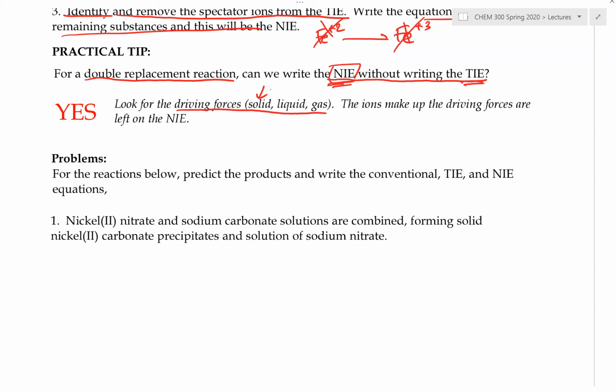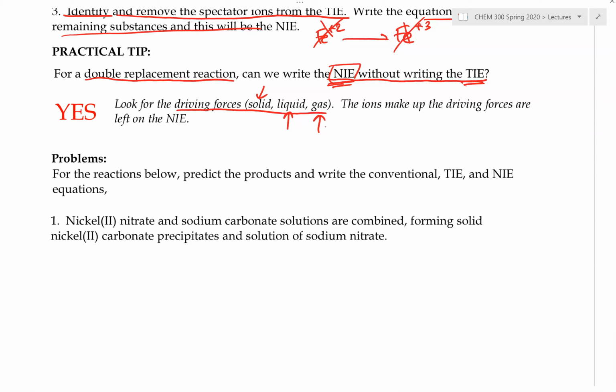Good. And if your driving force is a liquid, for example, water, then what kind of ions make up that liquid? Those ions right there would then be left behind in the NIE. Got it? And similarly, if we have a gas as the driving force, what kind of ions make up this gas right here? Then those would be left in the NIE. Does that make sense?